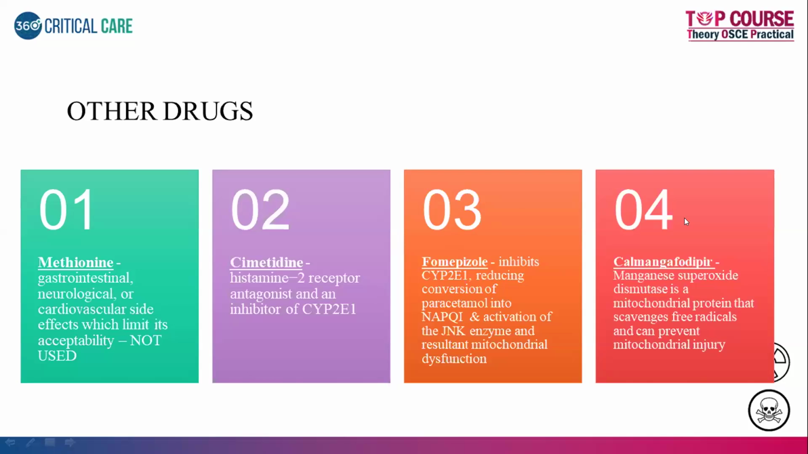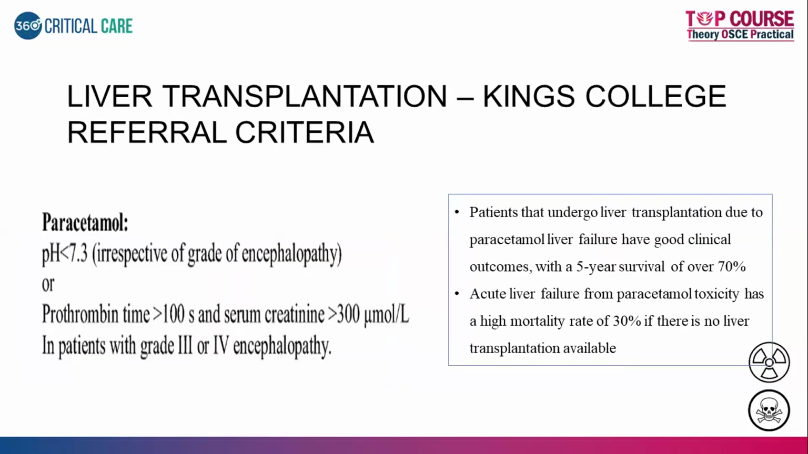And the last drug is your manganese superoxide dismutase, okay, which is also known as calmangafodipir. Okay, so it is a mitochondrial protein which scavenges free radicals and can prevent the mitochondrial injury, which is usually seen with paracetamol poisoning. So these are the other drugs which can be used if there is availability. Okay. And the last one in the treatment is your liver transplantation.